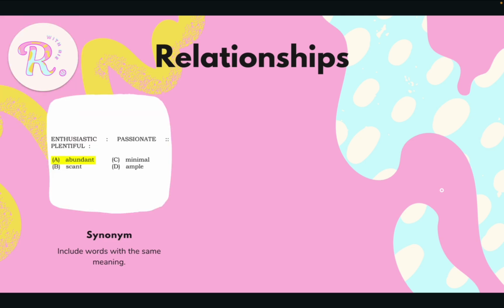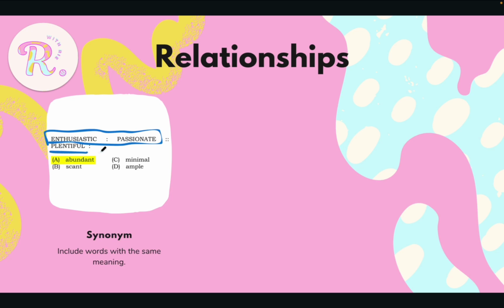So first off, we have here, enthusiastic is to passionate as plentiful is to blank. So the first pair, enthusiastic is to passionate. What do we do first? Step 1. We define. That's right. So enthusiastic and passionate are all pointing towards excitement about a certain thing. So from that, we would know that the relationship is a synonym. So we apply that same relationship to the second pair.